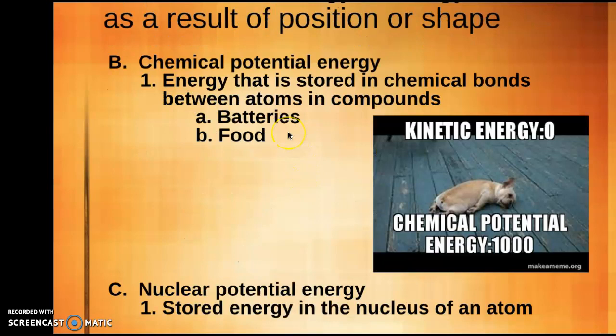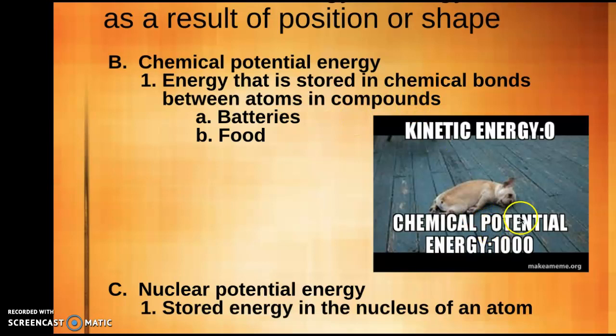Chemical potential energy is another type, energy that is stored in chemical bonds between atoms and compounds. In first semester, you learned all about different types of compounds, how to name them, how to write the formulas, and in each of those was stored energy. Another good example is energy stored in batteries or even in the food that we eat.